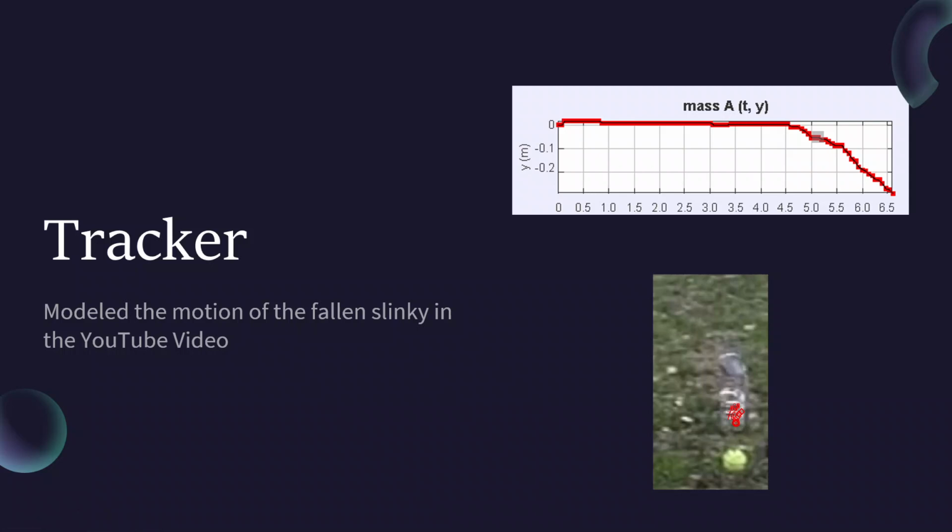So I modeled the motion of the slinky falling from the YouTube video, and I specifically only tracked the bottom part of the slinky. So the bottom part is where the 0 position is, and I'm looking to see if the bottom part is also falling down as the top part is falling down, and at which point the bottom part actually falls down. So it's at 4.7 seconds roughly when the bottom part of the slinky starts to fall, and that's when the Y position actually begins to decrease as it approaches the ground.